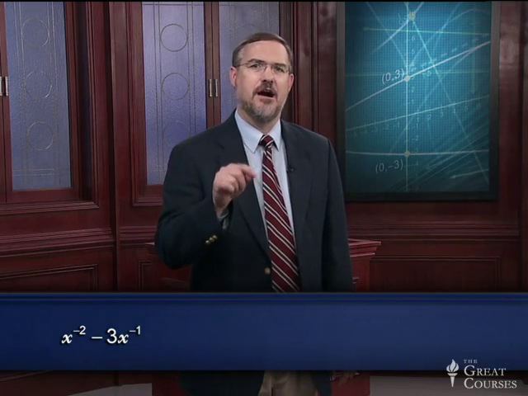Okay, let's look at some other examples which are not polynomials. Take something like x to the -2 minus 3 times x to the -1. Well, the -3 as a coefficient in front of the x to the -1 is not a problem. And of course, -2 and -1 are integers, so that's good. But they're negative. They're not positive integers. And because of that, x to the -2 minus 3 times x to the -1 is not a polynomial.